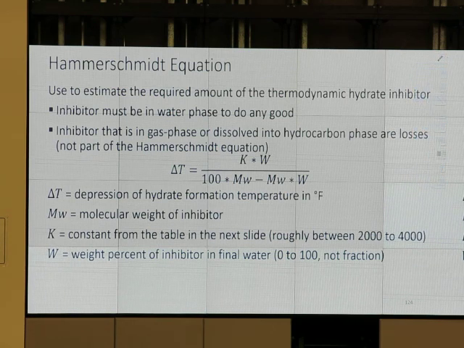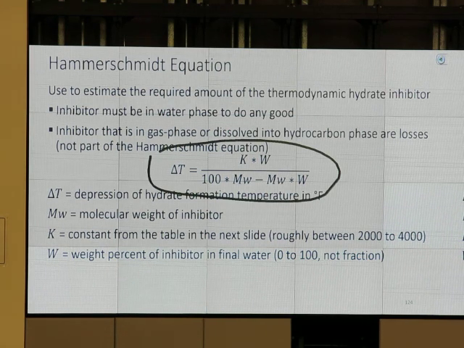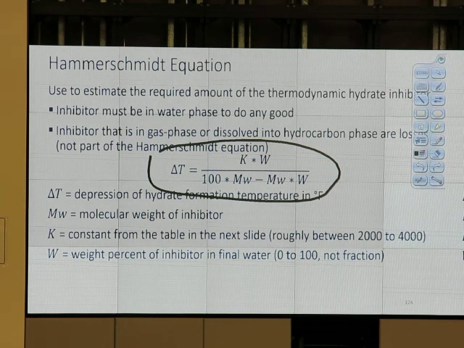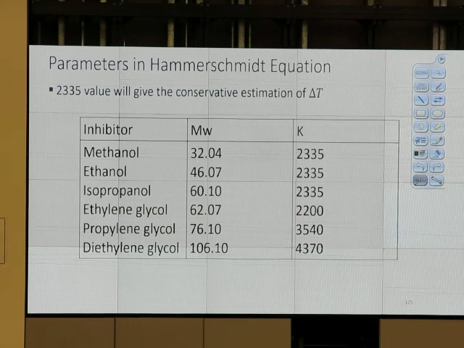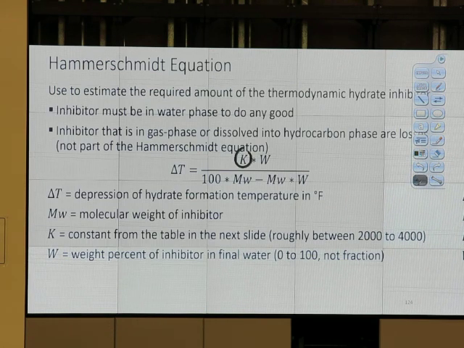The Hammerschmidt equation is just to tell how much inhibitor we need to add to prevent hydrate. That's the equation, and the parameters are given. At the end we have the K value, a constant to use over there. And W is the weight percent of inhibitor. Okay, that's the weight percent.